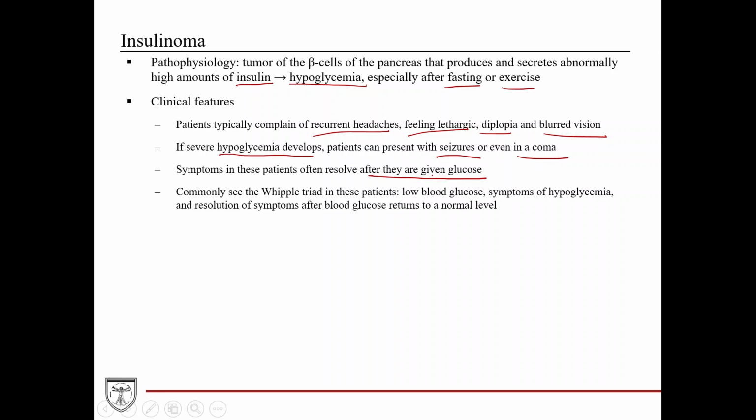So that's the key thing here: they're presenting with these symptoms and then you give them a glass of orange juice or some crackers and then they resolve. That maybe tips you towards thinking it could be an insulinoma. And there's actually a term for this, the Whipple triad. This is where patients have low blood glucose, symptoms of hypoglycemia, and then resolution of those symptoms after the blood glucose returns to normal.